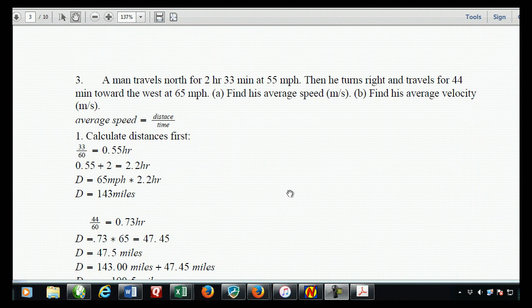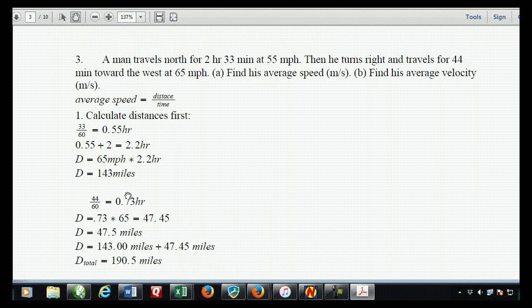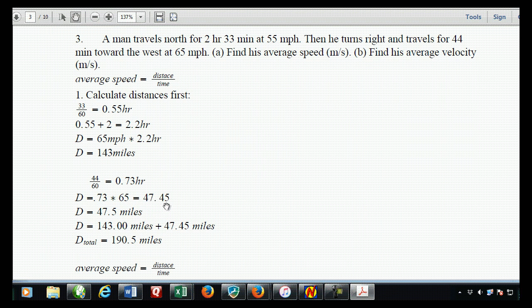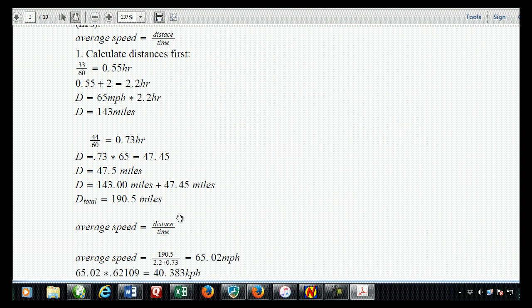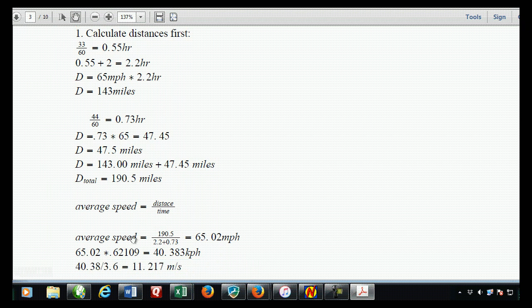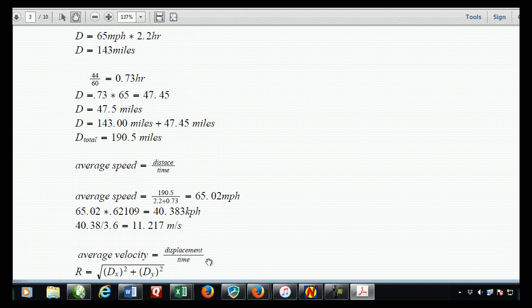Okay, back to where I was at. I wanted to make sure you understood that I calculate the miles 143, calculate the miles 47.5, total miles 190.5 miles. We take the distance total 190.5. I got 2.2 plus 0.73 hours, 65.02 miles per hour. Multiply that by 0.621, got 40.38 kilometers per hour. Divided by 3.6, got 11.27 meters per second for his average speed.